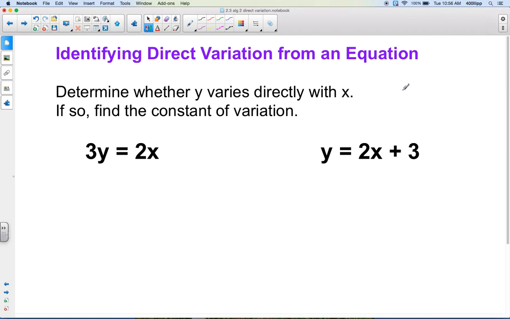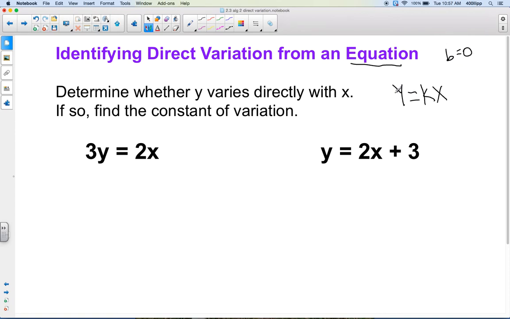Identifying direct variation from an equation now. So the same kind of thing. We want to just look at the equation here, determine whether y varies directly with x, which is the same as asking if it's a direct variation. If so, find the constant of variation. So we want it to look like this, y equals kx, where k is the slope or your constant of variation, and your b, which is the y-intercept, is 0. Keep that in mind there.